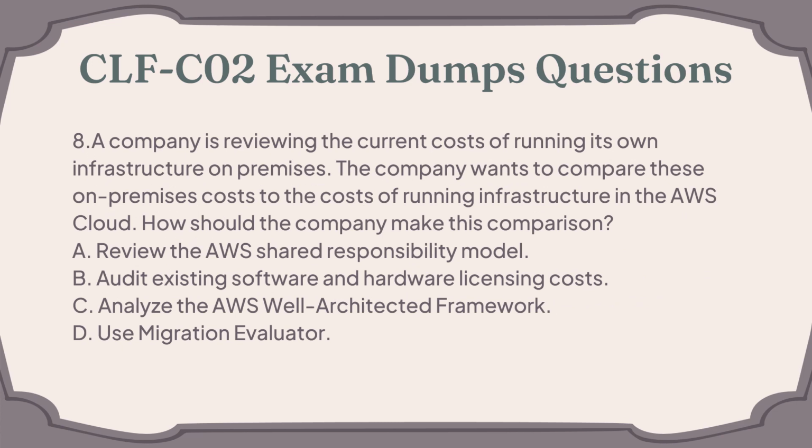8. A company is reviewing the current costs of running its own infrastructure on-premises. The company wants to compare these on-premises costs to the costs of running infrastructure in the AWS cloud. How should the company make this comparison? A. Review the AWS shared responsibility model. B. Audit existing software and hardware licensing costs. C. Analyze the AWS Well-Architected Framework. D. Use Migration Evaluator.